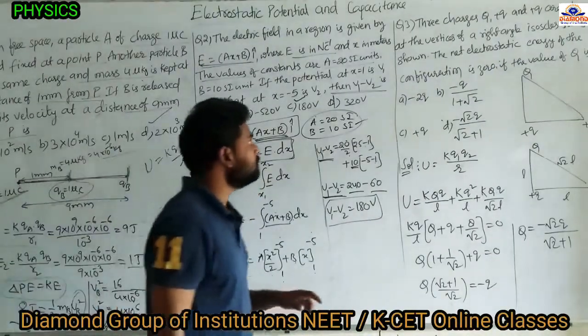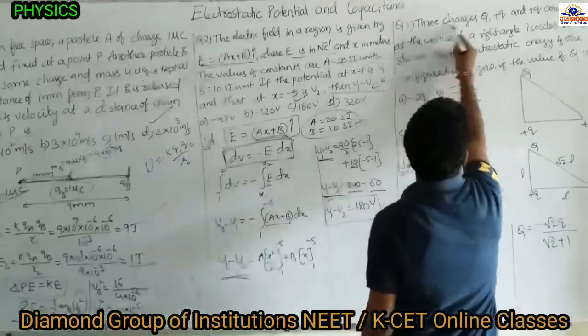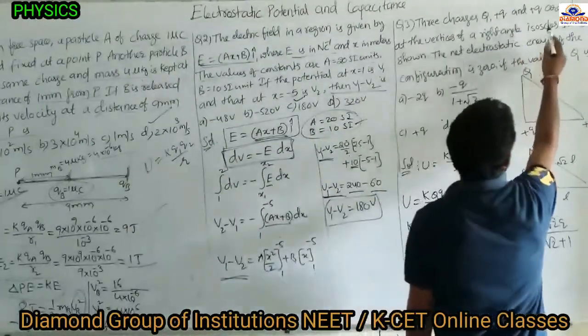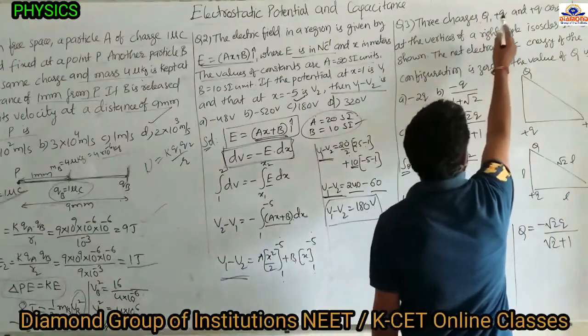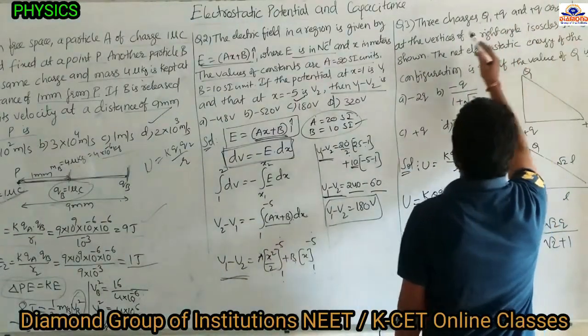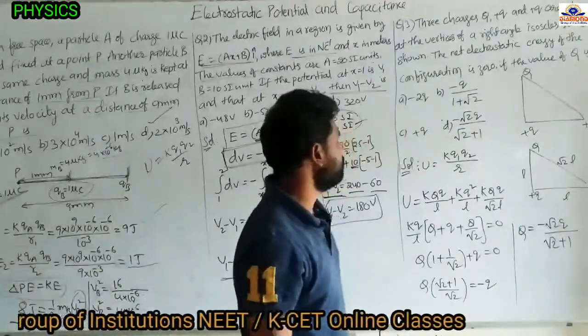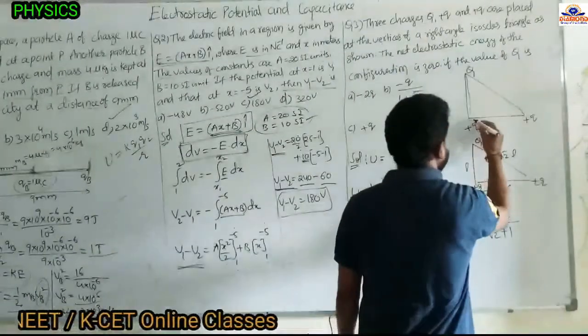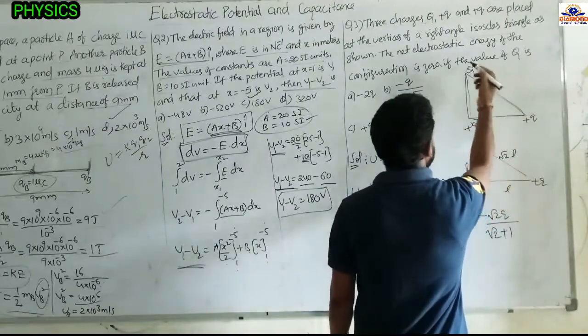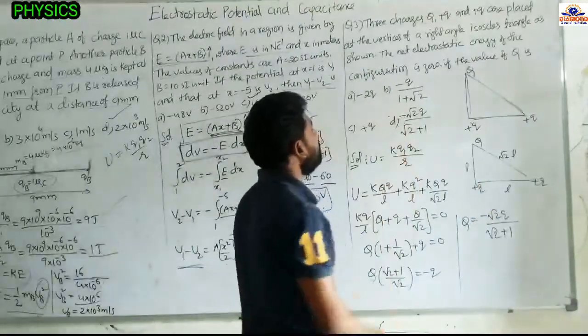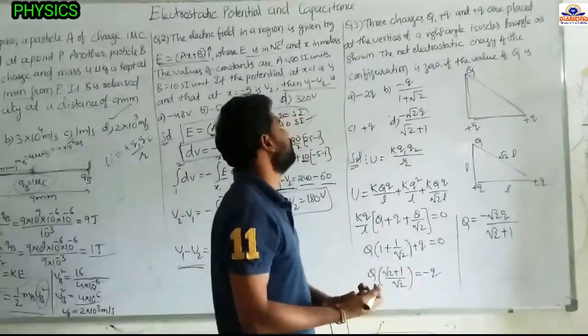So the next question: three charges, plus Q, plus Q and plus capital Q, are placed at the vertices of a right angle isosceles triangle as shown. The diagram is also given in this way, either plus small Q, plus small Q, or capital Q. The net electrostatic energy of the configuration is 0.